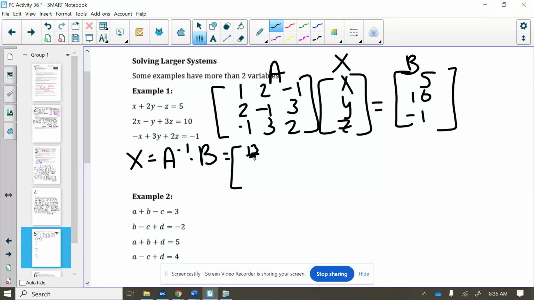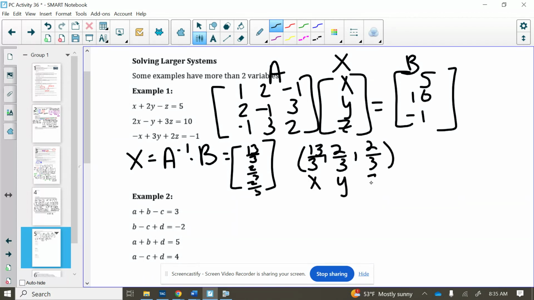And we've talked about a little bit, a lot of times you will see these represented either in that matrix or as an ordered pair, or in this case, triple. So we have 13 thirds, 2 thirds, 2 thirds representing x, y, and z as coordinates.